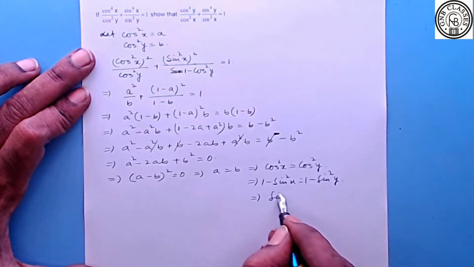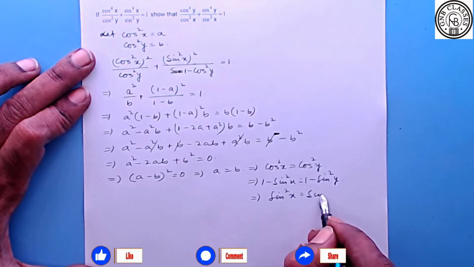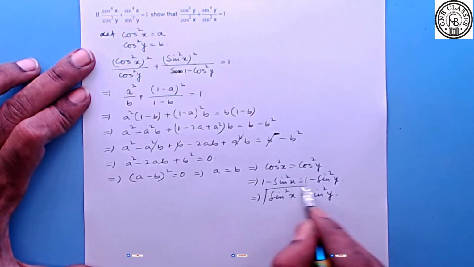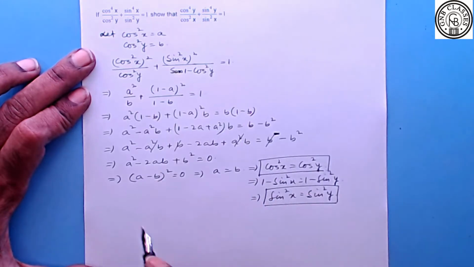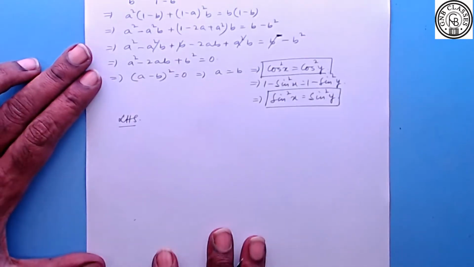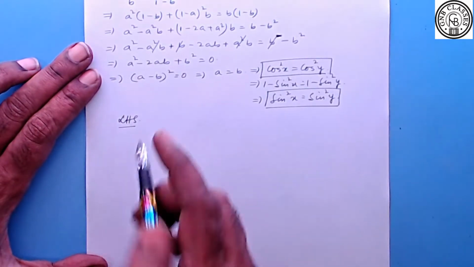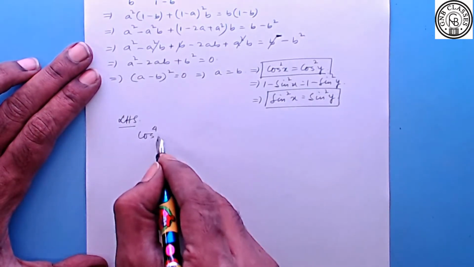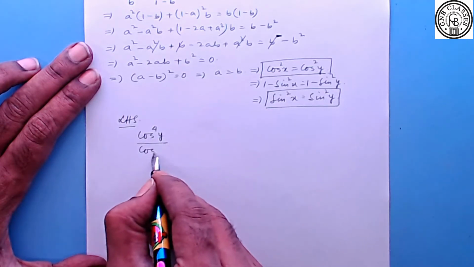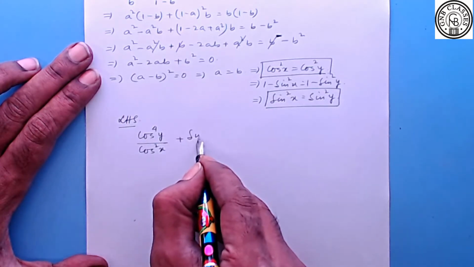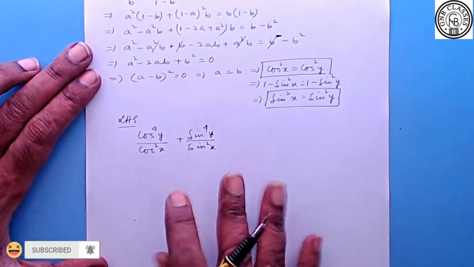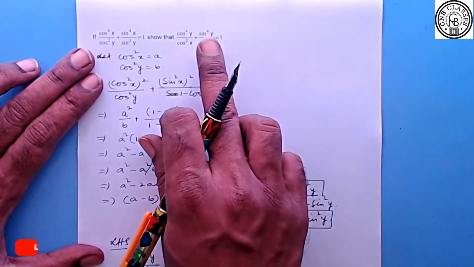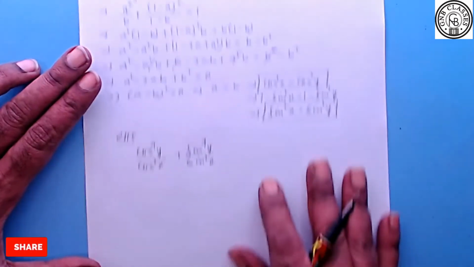That implies sin square x is also the same as sin square y. So remember these two things only, and we will apply this. Now let us take the left hand side. In the left hand side we have been given what? Cos to the power 4y by cos square x plus sin to the power 4y by sin square x. Okay, this is your left hand side.